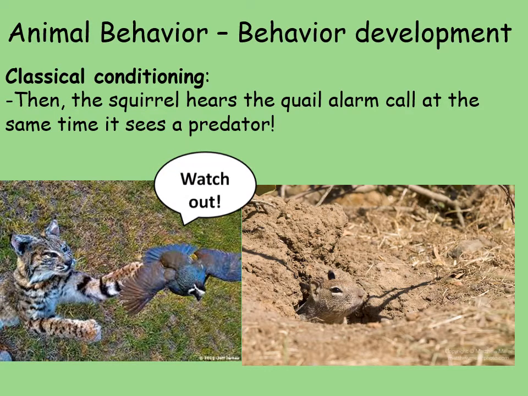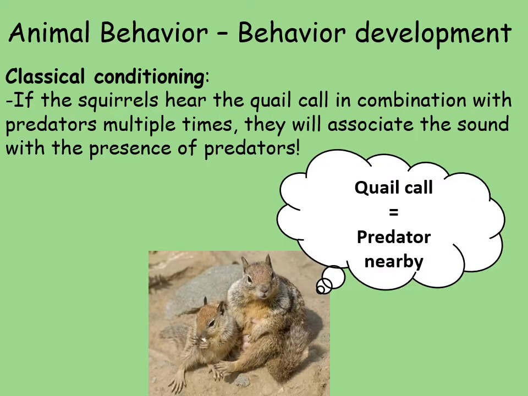So the squirrel will run away to their burrow in response to the bobcat. But it's important that they got these two stimuli paired together. If they hear this over and over again, so if they continue to hear the quail alarm call in combination with seeing or hearing or smelling a predator, then they will start to associate these with each other. They'll associate the quail alarm call with the presence of a predator. So in their brain, they'll make this connection. They'll say, quail alarm call equals a predator's nearby. So this is the conditioning part of the process.